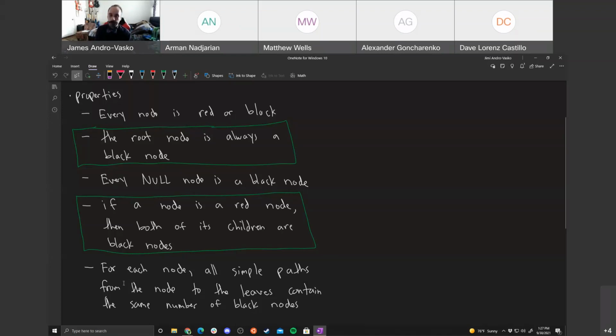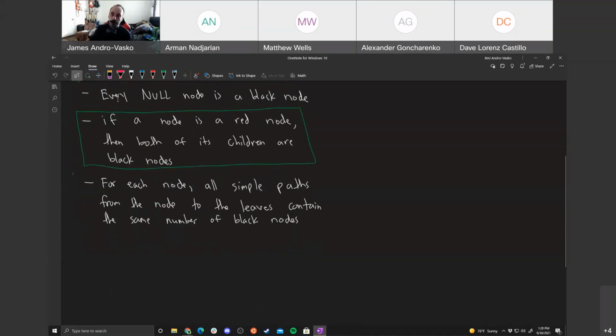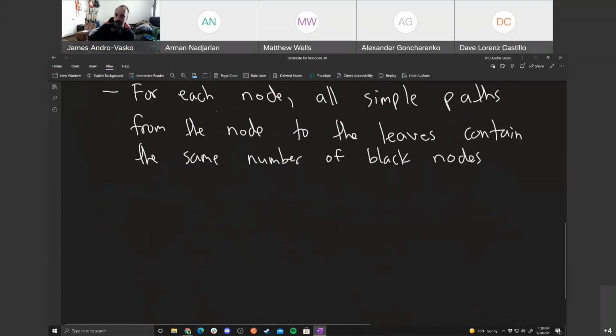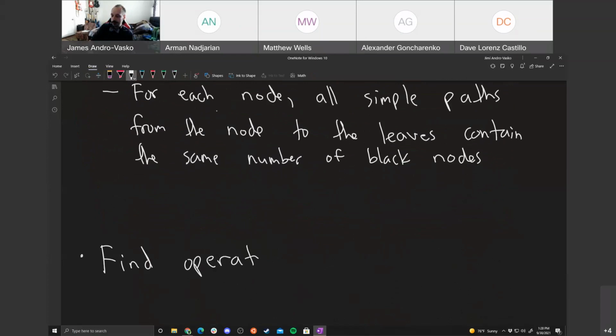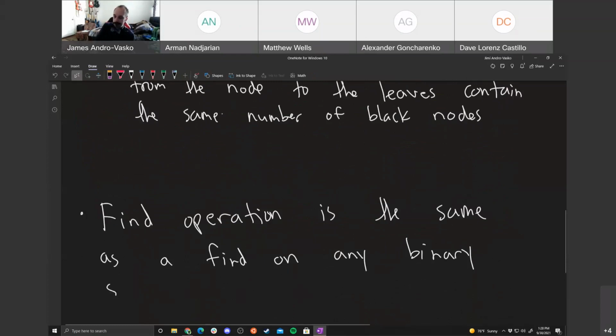Okay, so I'm not going to go over how a find operation works on red-black trees. It's the same as the find you would do for an AVL tree or a regular binary search tree. So doing a search is the same. I'll write it here: the find operation is the same as a find on any binary search tree. Nothing really surprising there. The runtime will depend on the height of the tree, as always. Pretty straightforward in terms of how we do a search operation.